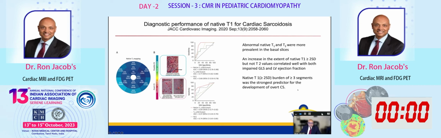In this particular paper, there was an increase in native T1 greater than 2 standard deviations, but not in T2 values. T1 was a better discriminator for impaired strain and LV ejection fraction in this paper. The strongest predictor, at least in this paper, for prediction of overt CS was a native T1 greater than 2 standard deviations in 3 segments.